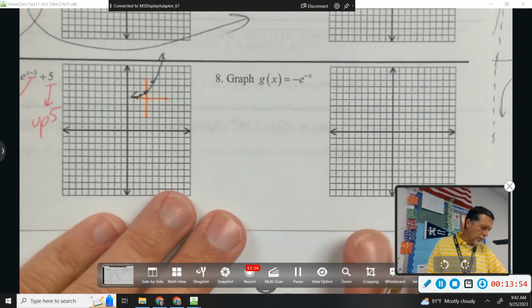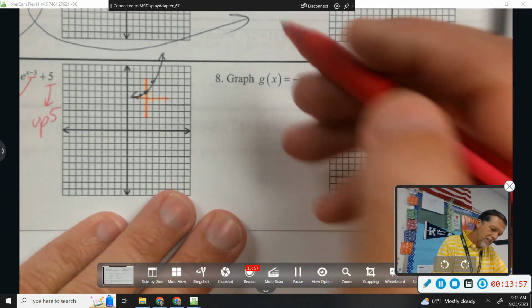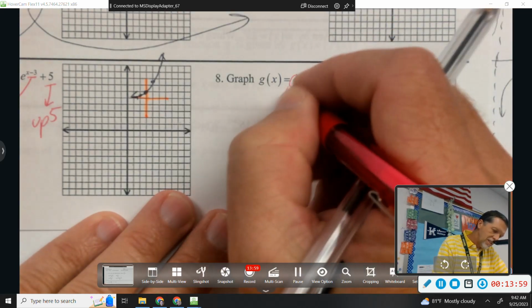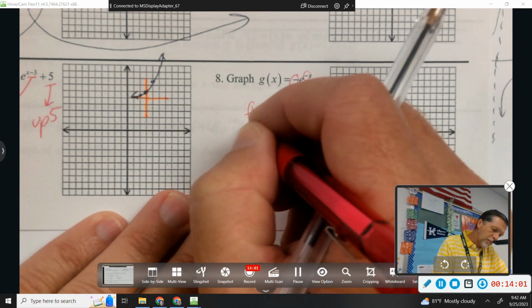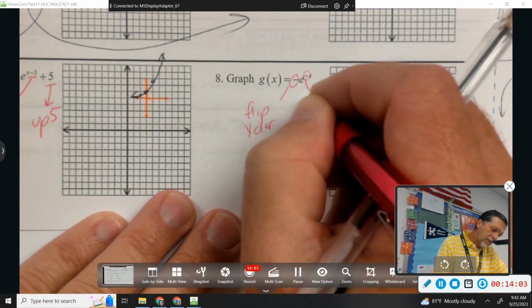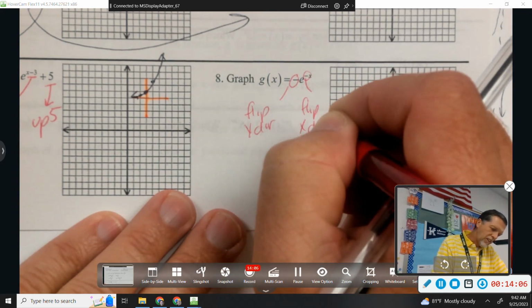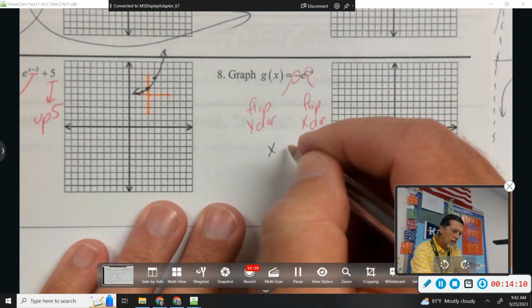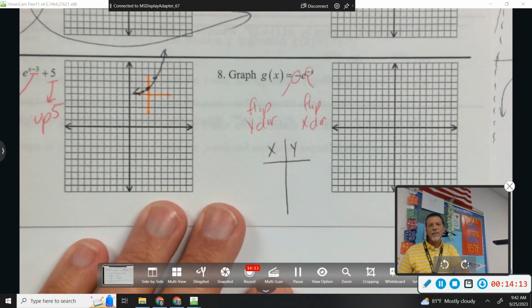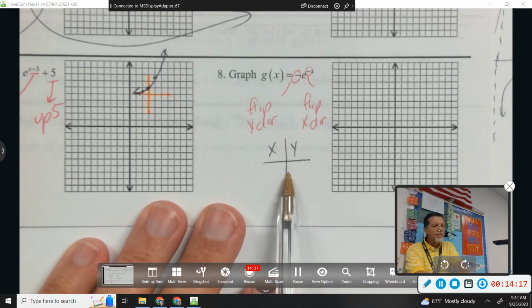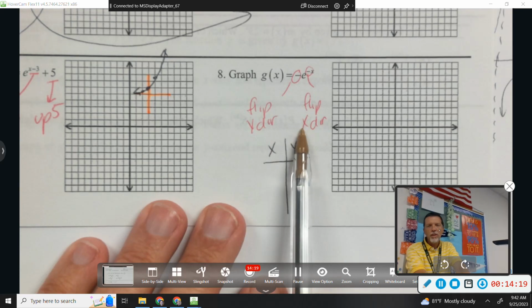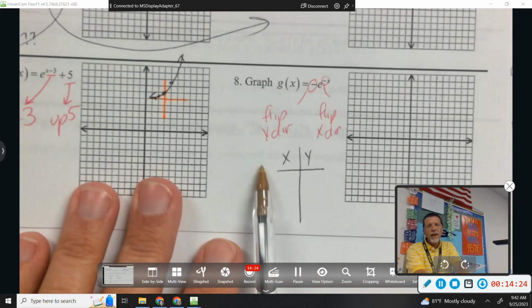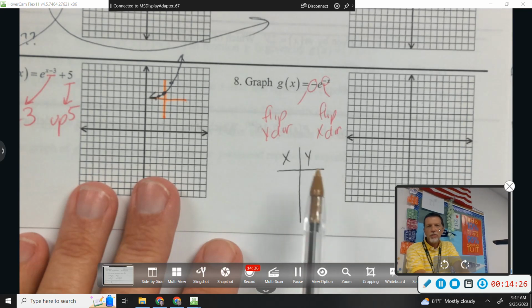Oh, what's going on number 8? Yeah, so flip y direction and flip x direction. Maybe it's just me, but I don't trust myself to visually do that. So how could I adjust my table to accomplish both of those flips? What would I do to my x and y values to accomplish those flips?